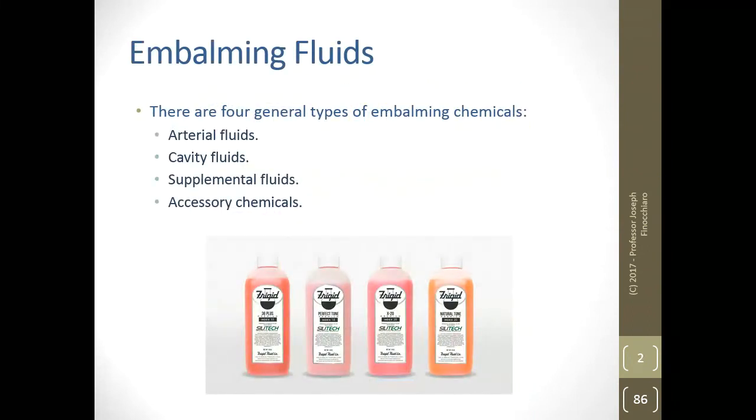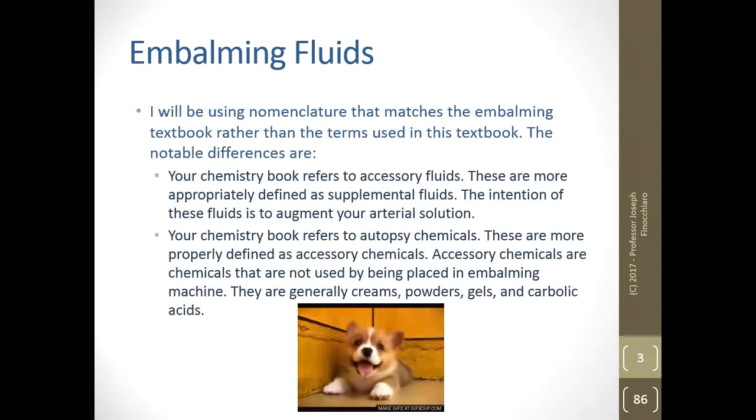So there are 4 general types of embalming chemicals, and I am going to be using the nomenclature from the embalming book rather than this chemistry book, because when I went to mortuary school, this was not clarified for me. The instructor did not say, hey, this is a problem, this is the way you should think of it. It was just tough crap, this is what this book says, that's what that book says, and live with it. So this is a much easier way for you to wrap your minds around it. Arterial fluids, cavity fluids, everyone's universal with those. But then supplemental fluids and accessory chemicals, that's where stuff starts going south, okay? And as we walk through them, I will explain them in detail.